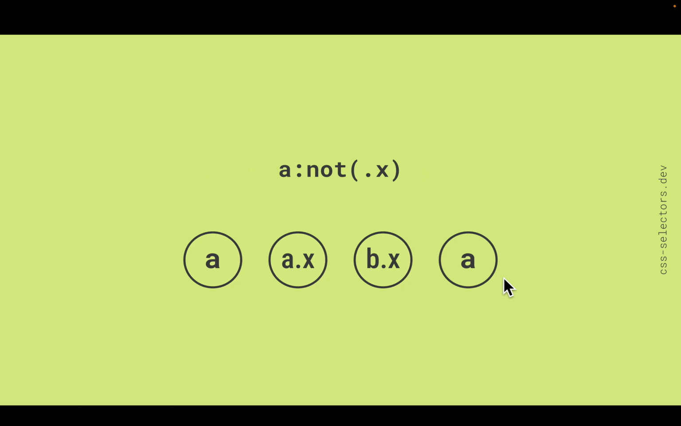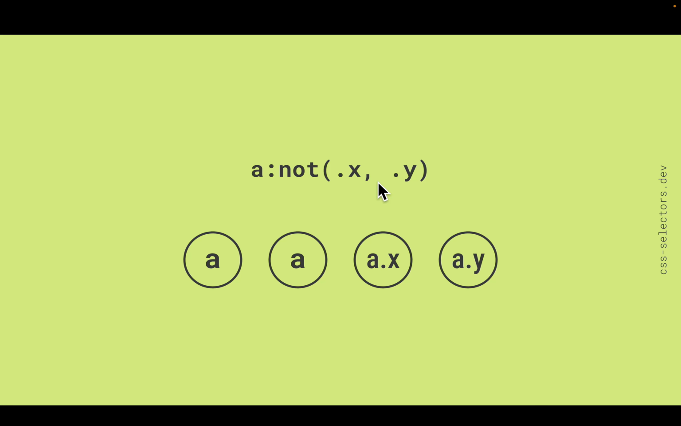Now, with this :not pseudo-class, can you guess which elements will be selected? So the answer is those 2 A elements. The second element contains the X class, so it won't be selected as we have the X class as the argument in the :not pseudo-class. And the third element won't be selected because it is not an A element. We don't even need to look at the :not pseudo-class.